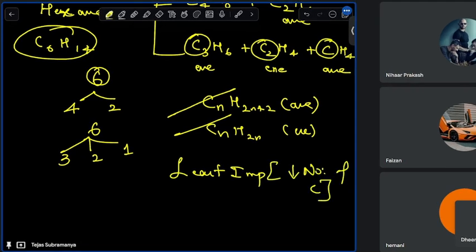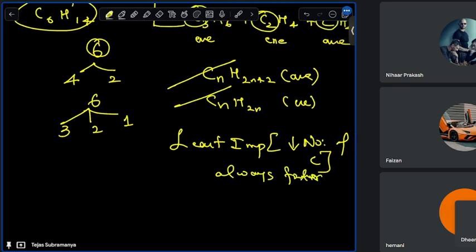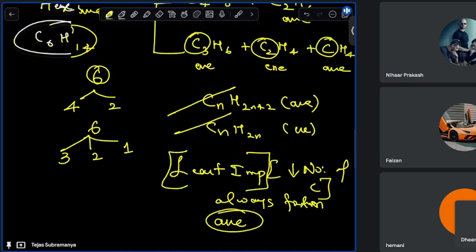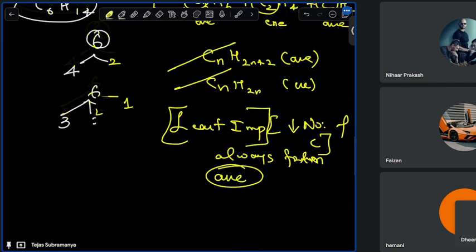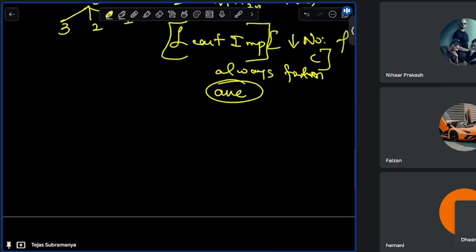Always form ane. Don't remember it as secondary. Never, because the last one has 3 in number. Always use the hint: least important. Okay, I'll continue. That's all. The pyrolysis is done.